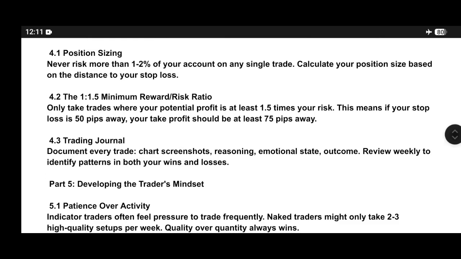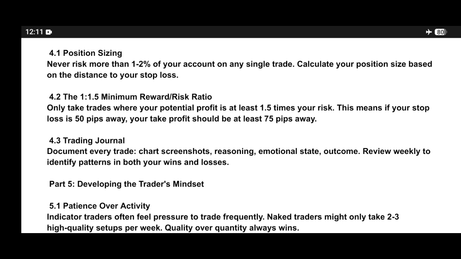Then number 3 is trading journal. Document every trade: chart screenshot, reasoning, emotional state, and outcome, and review weekly to identify patterns in both your wins and losses. Are you getting my point? So you need to journal your trades, put your screenshot, your reason as a trader, your emotional state and your outcome. Review this weekly. It will help you to get better at trading. Are you getting my point right now? It is very, very important. Keep your trading journal very seriously.